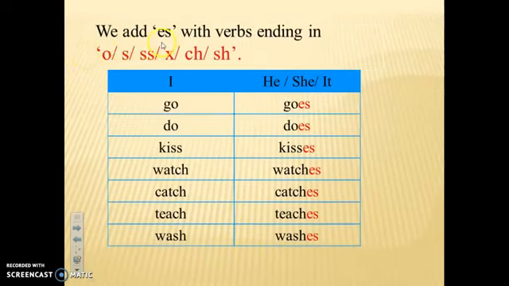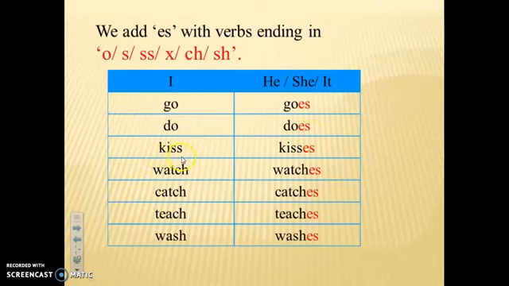But sometimes we need to add es. We add es to verbs that end with o, s, ss, x, ch, and sh. For example, the word go. We need to add es to this verb. Same with the word do. Because the ending is o, you see? Go and do. We need to add es.